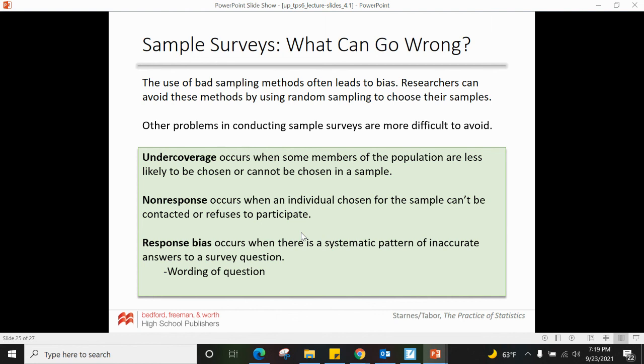Another option where the wording of the question might be wrong might be like, hey, write 2 things that make you happy on a piece of paper. And the next question is, so how do you feel today? Well, writing 2 things that make you happy might skew your data and make you feel just generally more happy because you're thinking about happy things when you then answer the next question. So wording of the question is one form of response bias.